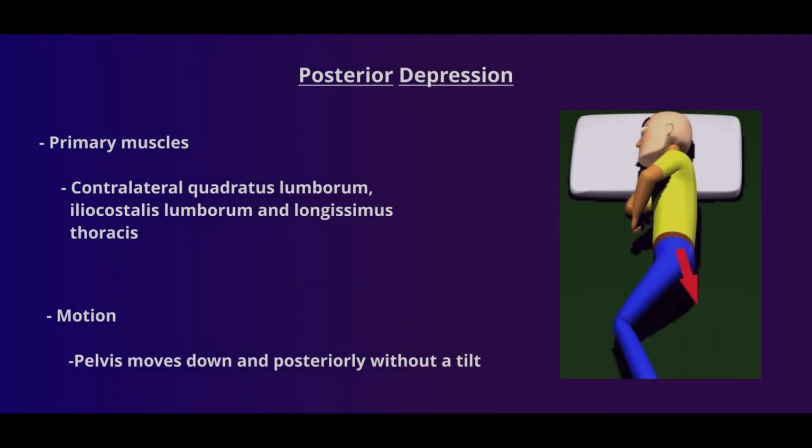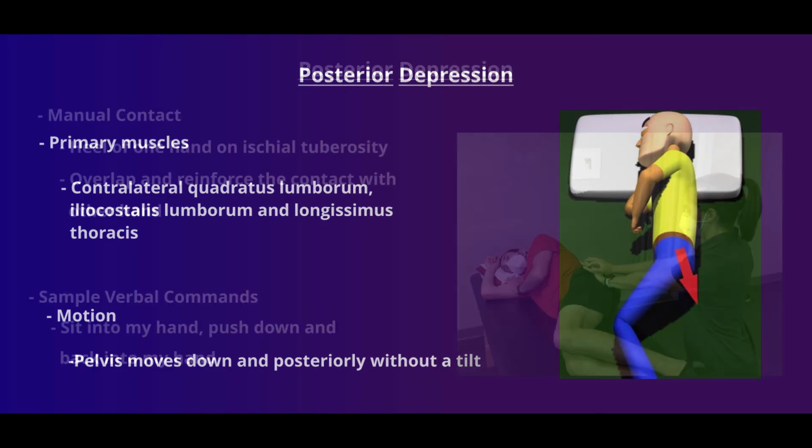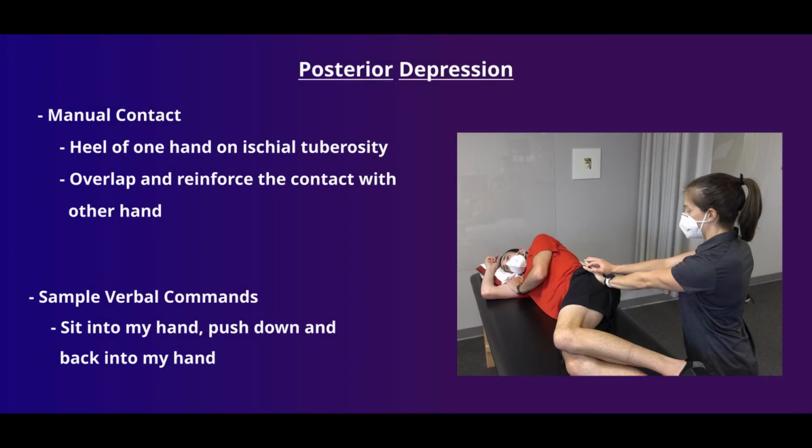Our final pattern is posterior depression. With this pattern, our pelvis moves down and posteriorly, again without tilting. The muscles involved include the contralateral quadratus lumborum, iliocostalis lumborum, and longissimus thoracis. Similar to anterior depression, our posterior depression motion is fairly small and difficult to isolate.